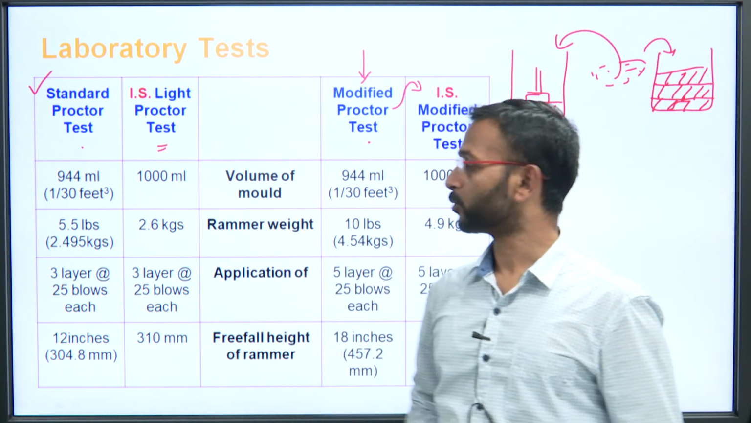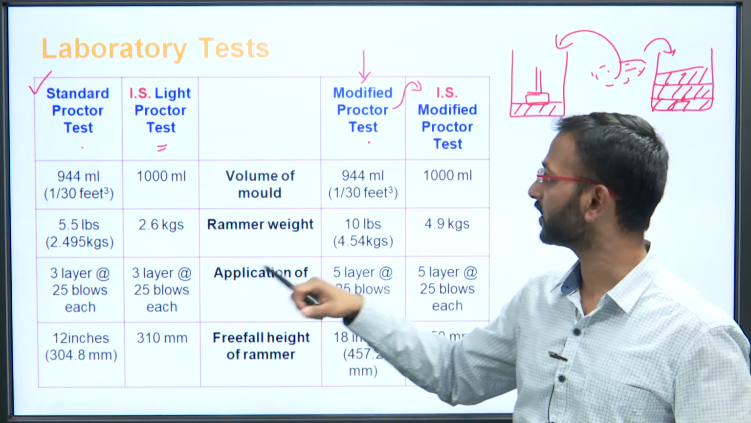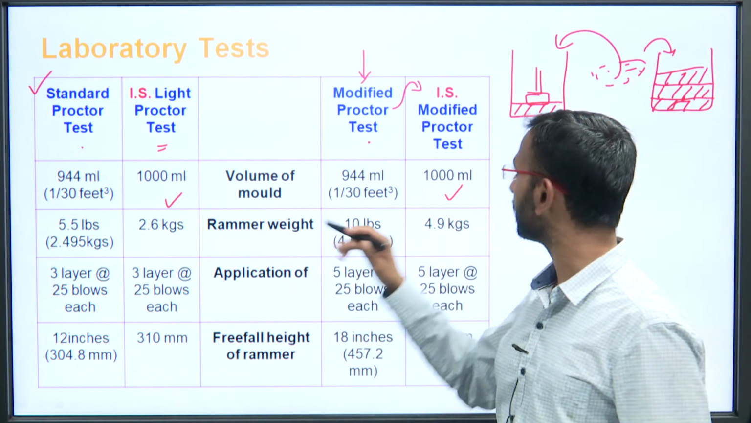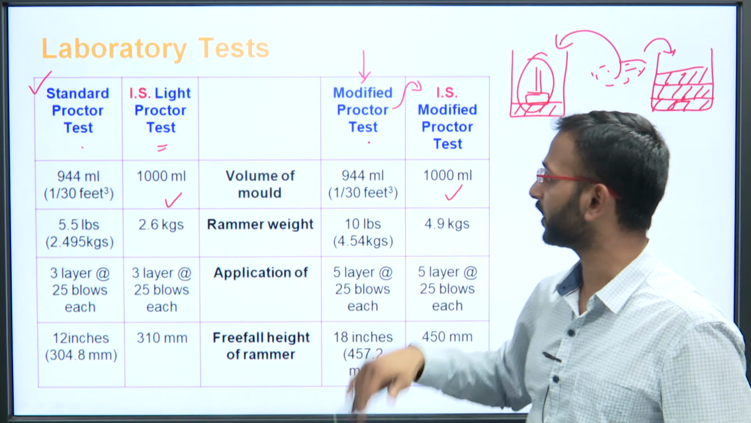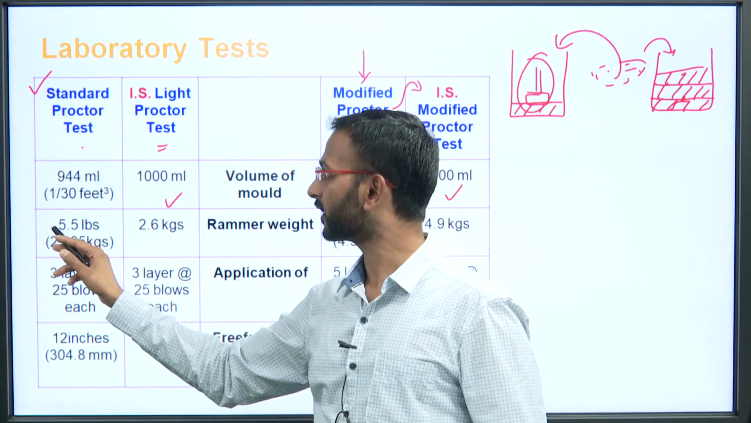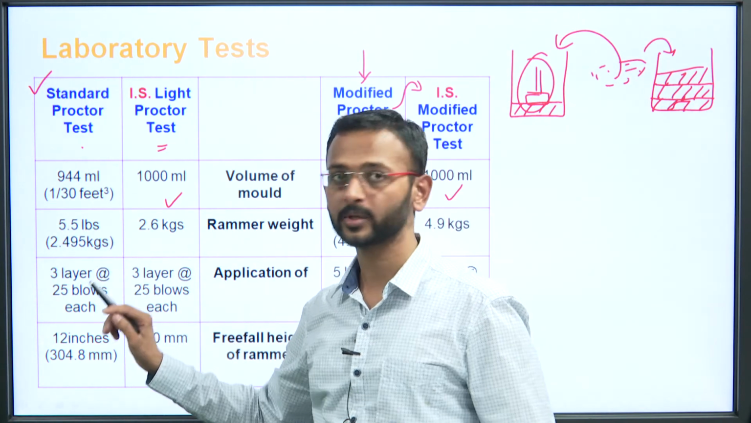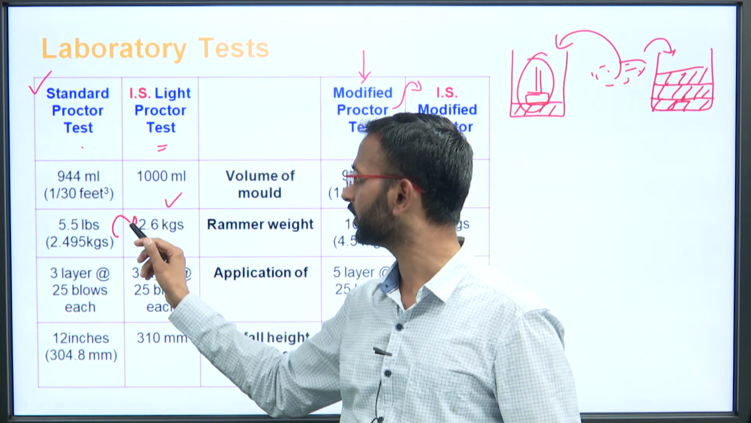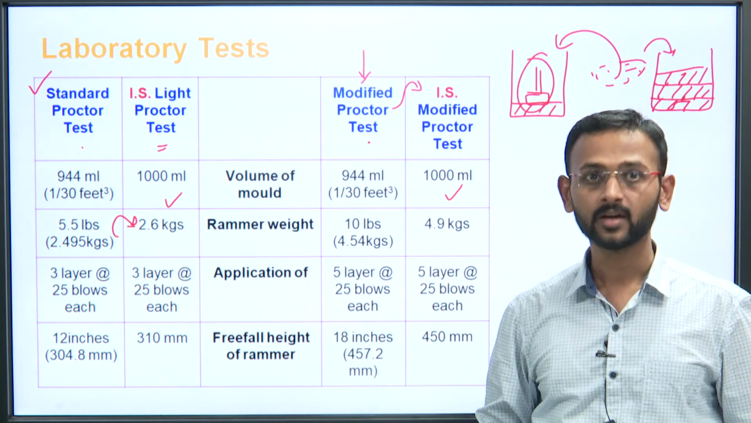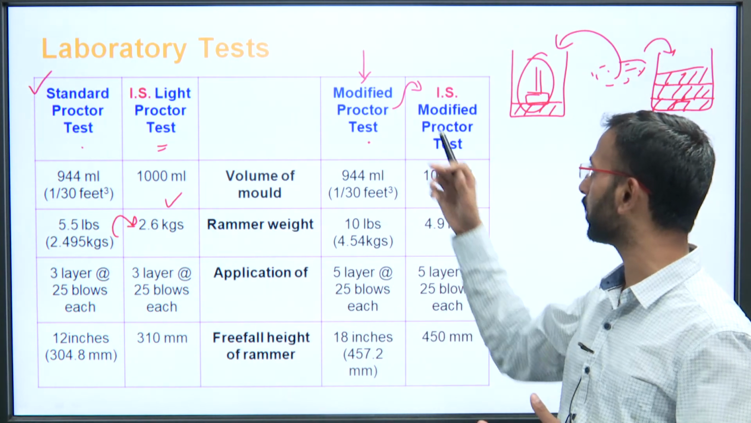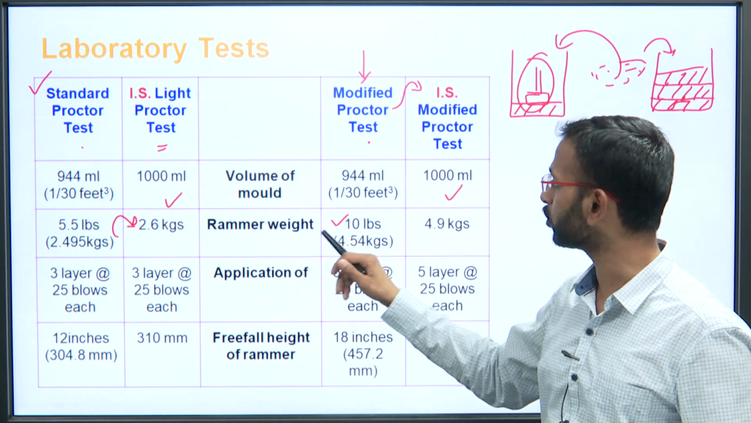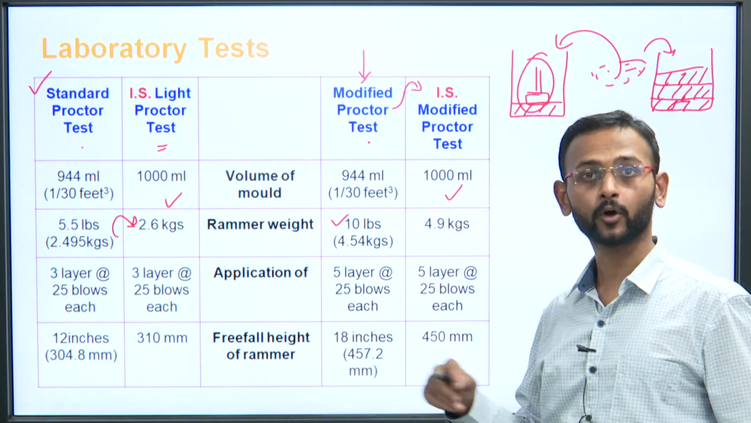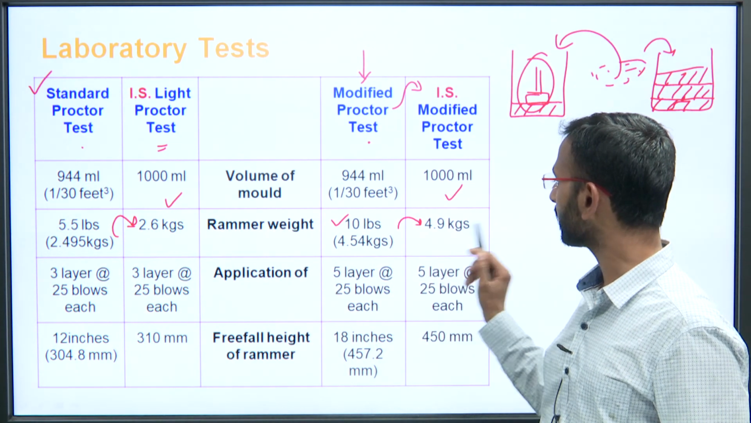When you talk about the IS light Proctor test, the volume of mold used for Indian standard is 1000 ml. See here, for both the tests it is 1000 ml. When you talk about the rammer weight, that is the rammer you use here, its weight has also been specified in the code. For the standard Proctor, it is 5.5 lbs, that is 2.495 kgs, and in Indian conditions it has been modified to 2.6 kgs. For the heavy Proctor test or the modified Proctor test, the weight has almost doubled, from 5.5 lbs to 10 lbs, that is 4.54 kgs, and for Indian conditions it has been specified as 4.9 kgs.